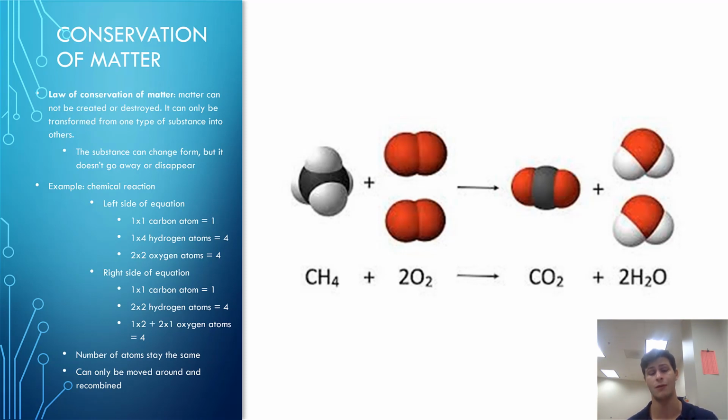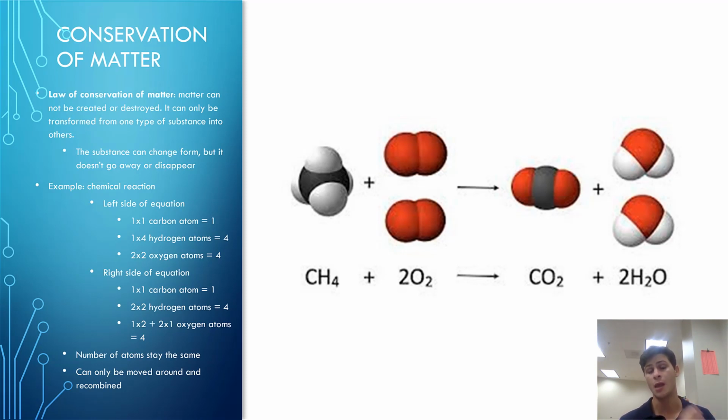Now let's look at the right side of the equation. On the right side, we still have one carbon atom, and we still have four oxygen atoms. Two of those atoms are now rearranged to be bonded with the carbon atom to form a molecule of CO2, and the other two oxygen atoms are each bonded into a different water molecule. So you have one in the first water molecule and one in the second molecule, bringing us to a total of four. Finally, you also still have four hydrogen atoms, two of which are bonded to one water molecule, and two of them bonded to the second water molecule.